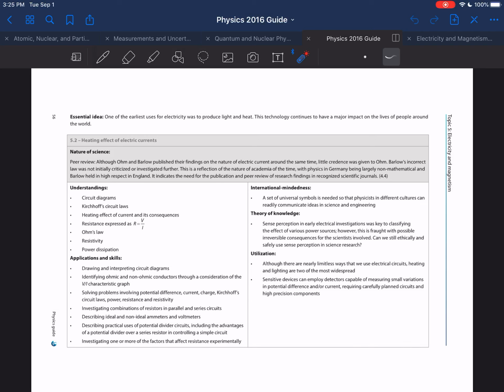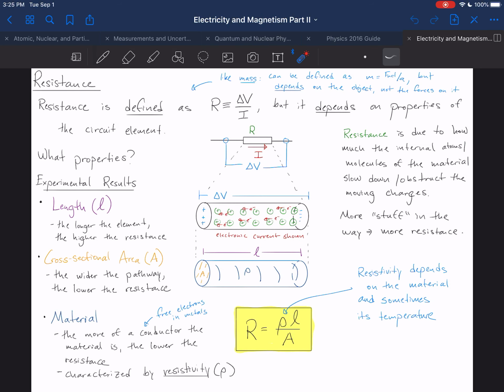Hello everyone. In this video we will continue to examine topic 5.2, the heating effect of electric currents. In the last video we defined resistance and we observed the relationship between potential difference and current. In particular, resistance is defined as the ratio between potential difference and current.